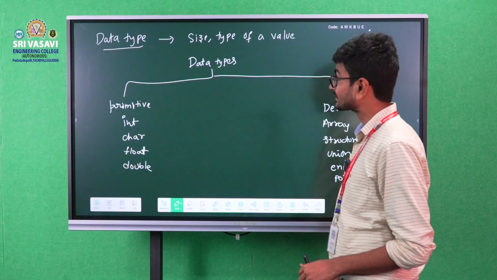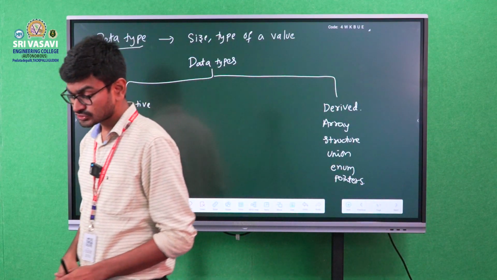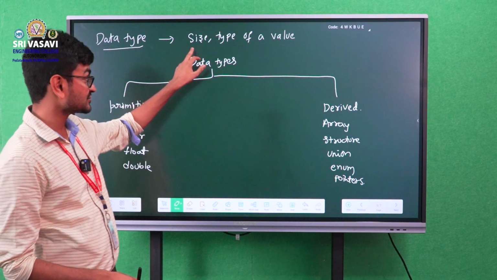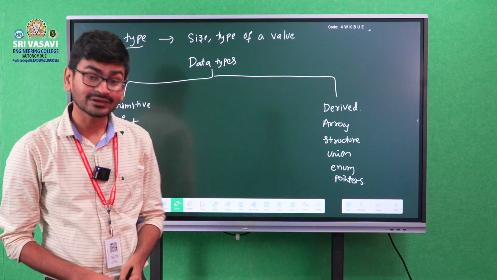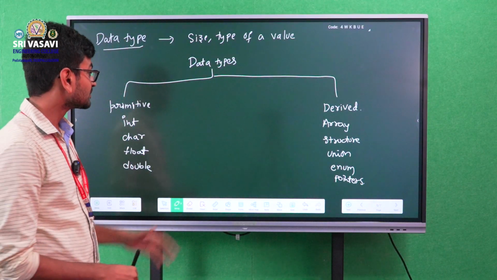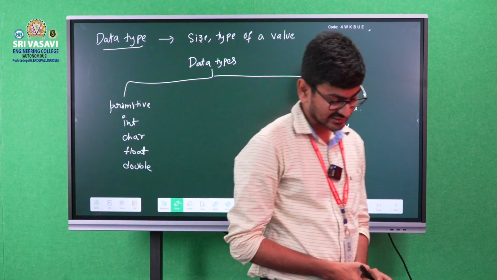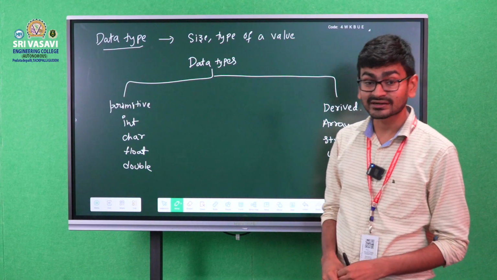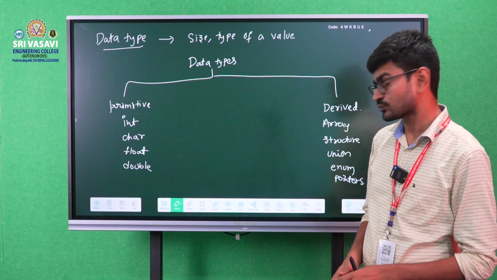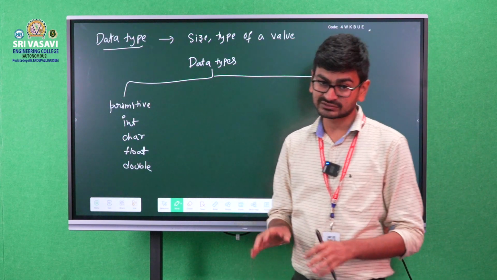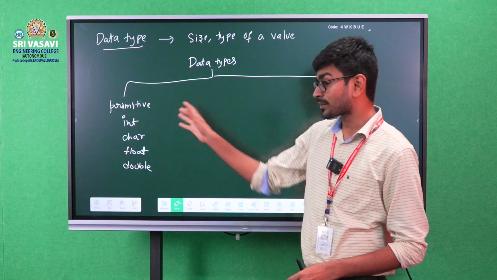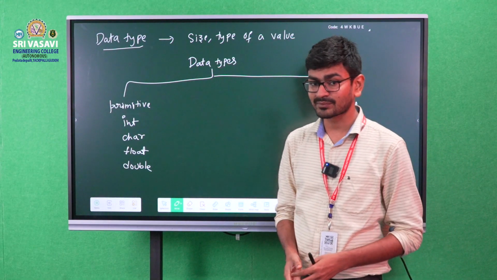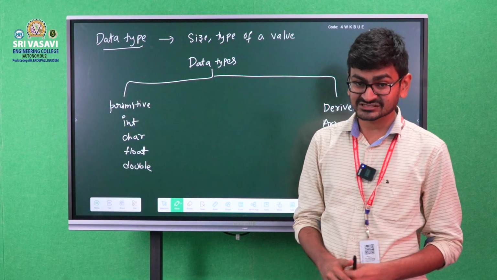Now let us see the data types in the C programming language. To put it simply, a data type specifies the size and type of a value a variable can hold. There are two types of data types: one is primitive data types and another is derived data types, and our focus is only primitive data types as of now in this particular unit. Primitive means the built-in data types in the C programming language. We have 4 major primitive data types.